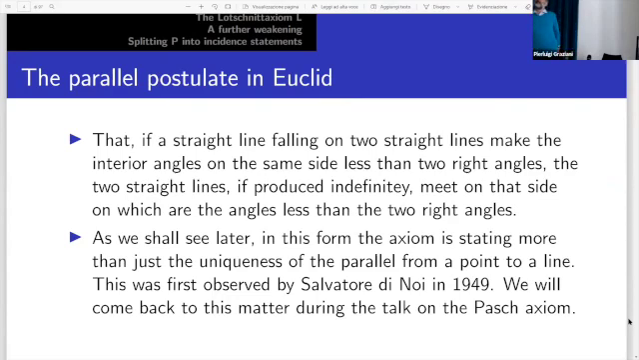So, the statement of the axiom involves a whole lot of things, right? I mean, we're told about side, we're told about the sum of two angles. So you should be able to do those things. And it was first observed in a very short note by Salvatore di Noi in 1949 that with this form of the parallel postulate, you don't need the Pasch axiom.